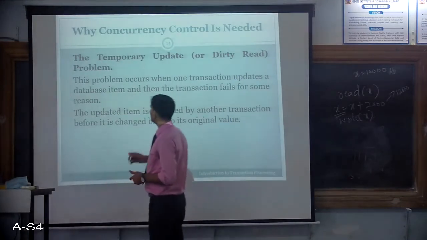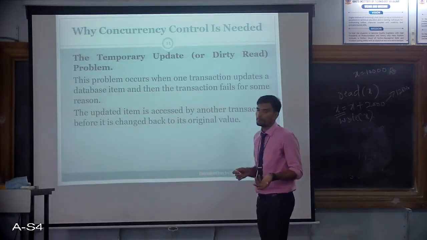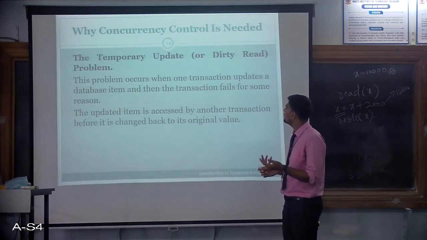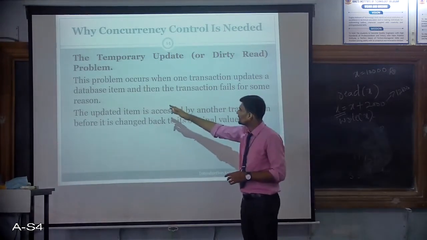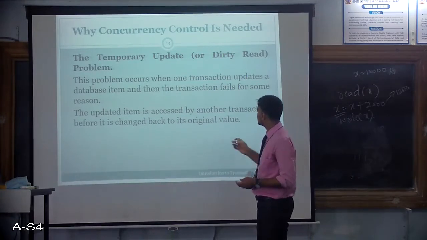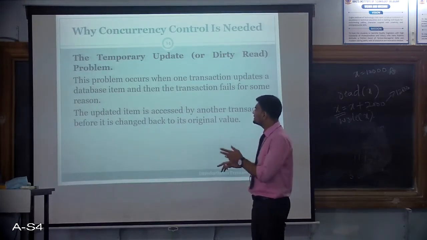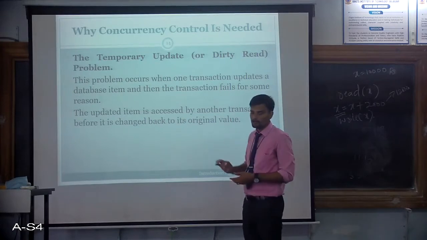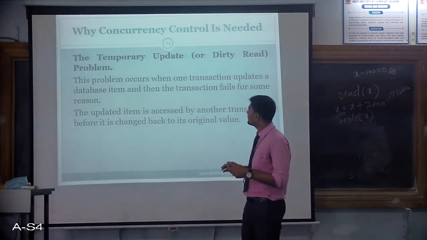Next we have the temporary update or dirty read problem. This problem occurs when one transaction updates a database item and then the transaction fails for some reason. The updated item is accessed by another transaction before it is changed back to its original value. So what is the temporary update or dirty read problem?